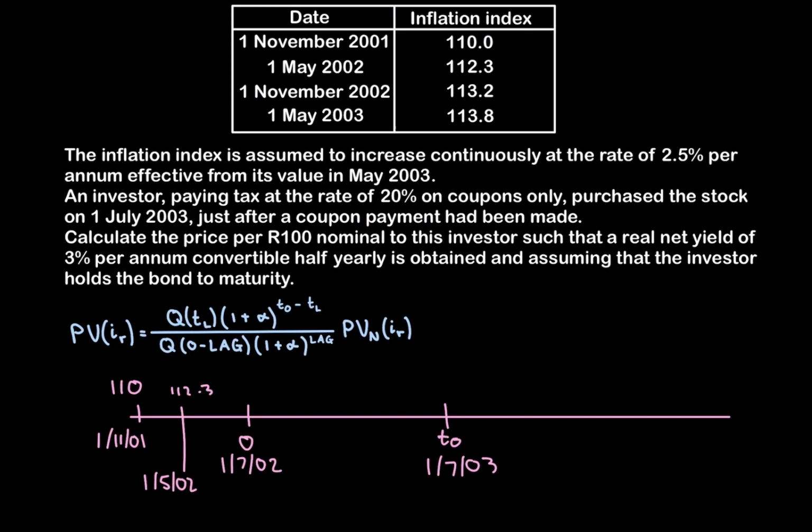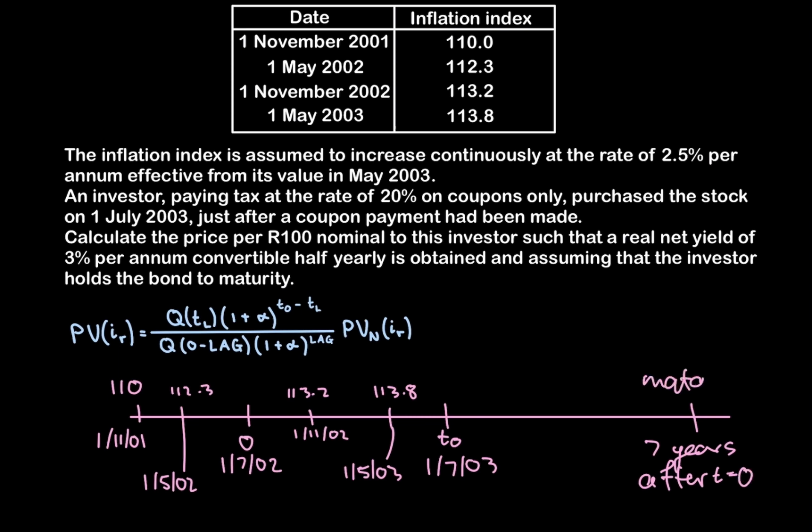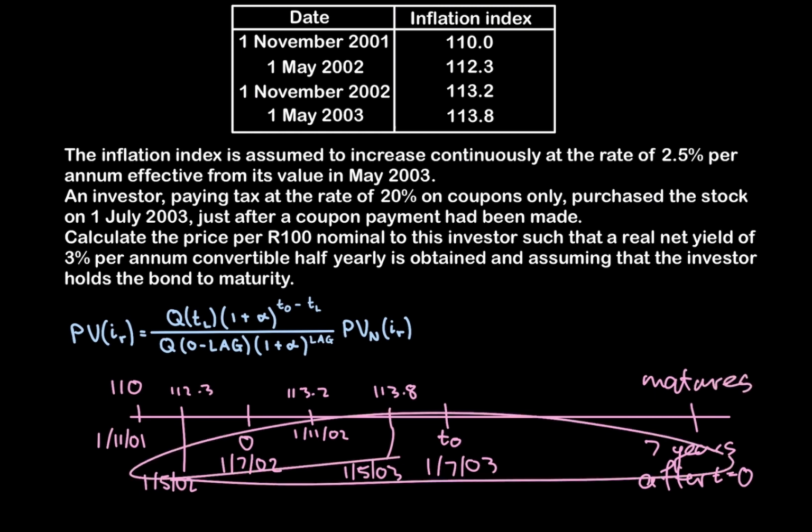And then we have the next one at the 1st of November 2002, which is 113.2, and then we have 113.8 at the 1st of May 2003. And then 7 years after T equals naught, after the issue date, the bond matures. Okay. So we have some important numbers on here.